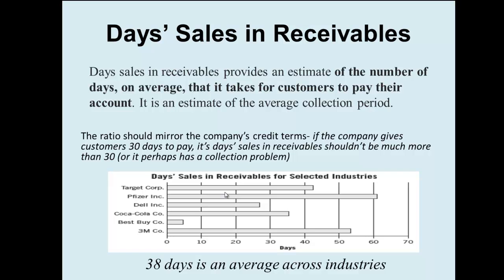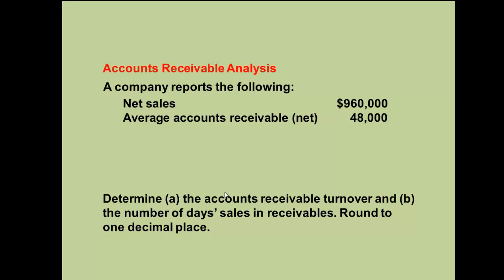Just remember here, guys, when we're talking about the days sales in receivables, and we're trying to understand and analyze our accounts receivable, just remember that the longer a receivable is outstanding, the less likely that it is to be collected. This ratio should mirror the company's credit terms, so if the company gives customers on average 30 days to pay, its days sales in receivables shouldn't be much more than 30. If so, then that might indicate that there's a problem with collection.